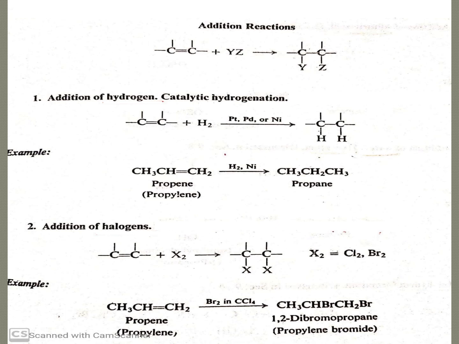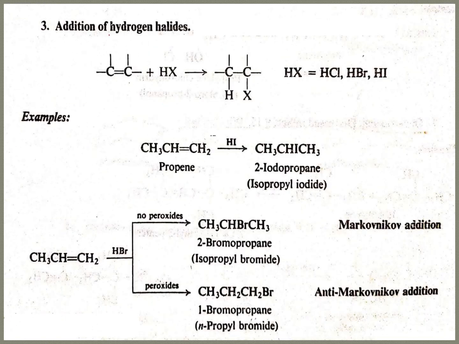Addition of halogens is the next reaction. This is a general reaction and a dihalide is formed. For example, propene is converted into 1,2-dibromopropane. Next is addition of hydrogen halide. You can see the reaction with HX. An alkyl halide is formed as a product. Propene is converted into 2-iodopropane.